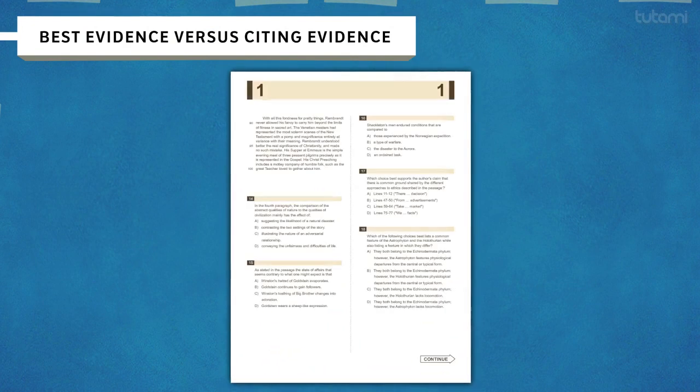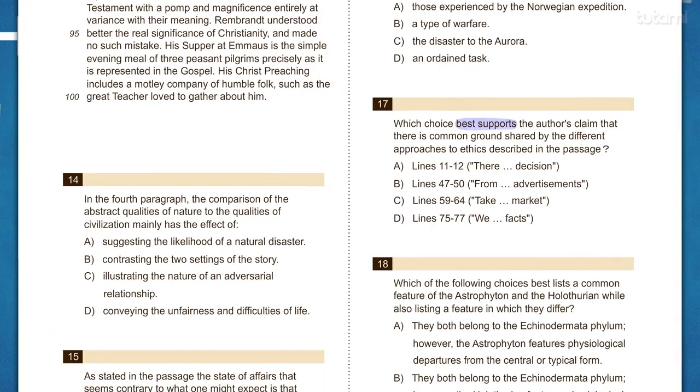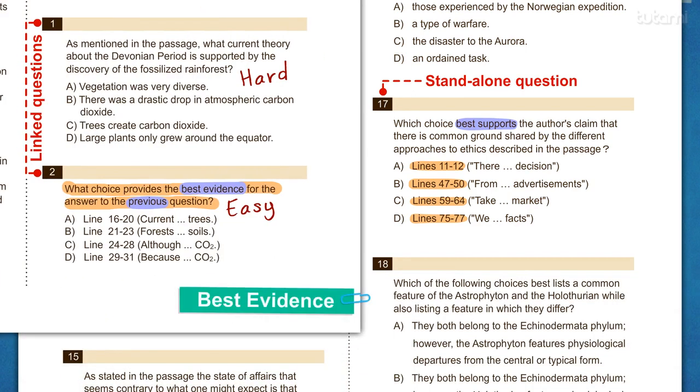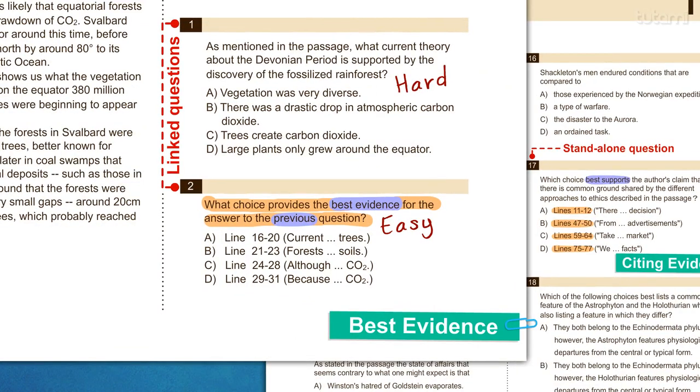But what we're going to be talking about today is actually the citing evidence questions that don't rely on any previous questions. It's usually pretty obvious that we're dealing with a citing evidence question by the obvious line references. Okay? But just keep in mind, they don't always have line references. We're going to talk about that in a little bit. And I know, the best evidence questions look like the same thing, but the obvious difference is that these questions don't contain the word best evidence in it and the word previous in it, okay? And it's a standalone question.